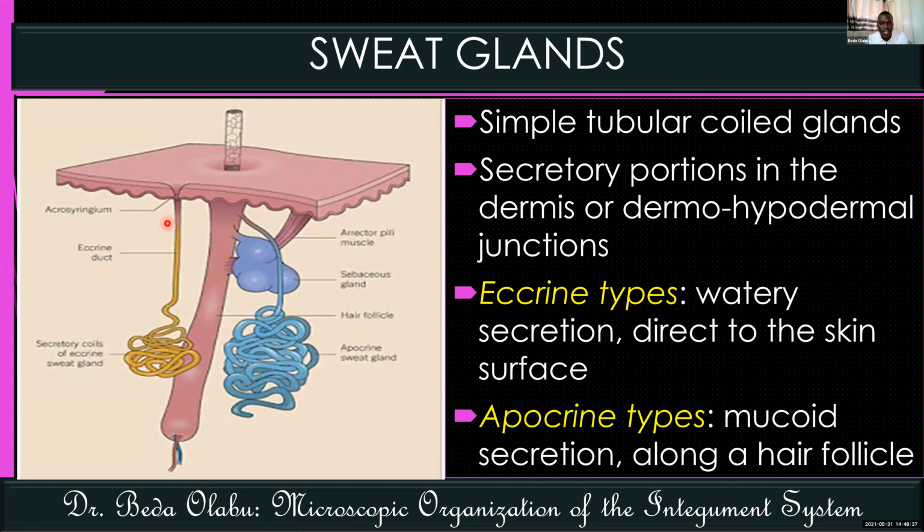But there's a second type of sweat glands, the one in blue, which we call the apocrine type of sweat glands. These types of sweat glands are fewer and uniquely, see how they drain. The duct of apocrine sweat glands opens along the hair follicle as opposed to directly onto the skin surface. These types of sweat glands have a mucoid secretion. Their secretions are a bit thicker. They are not found all over the body.